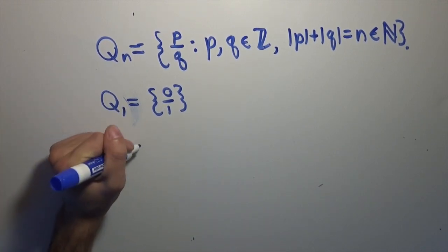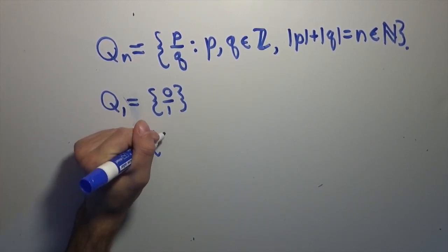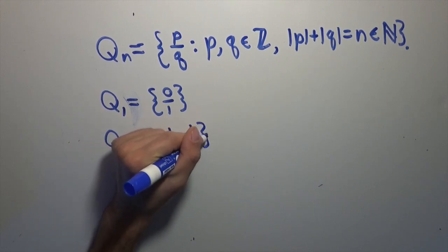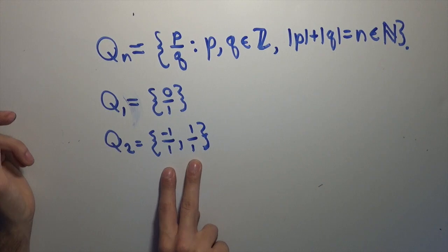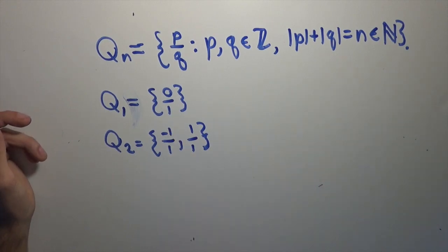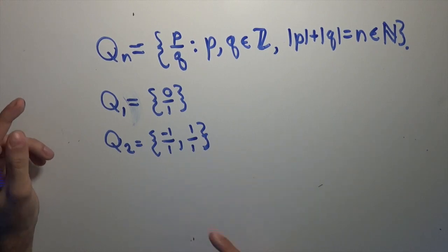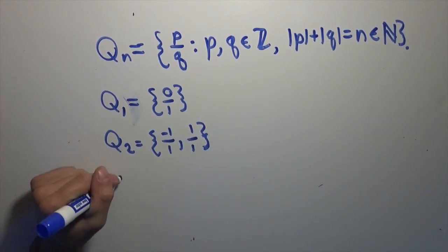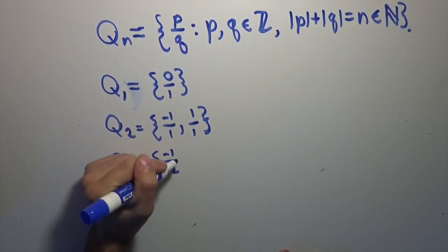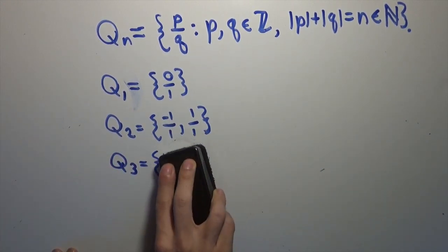Q2 is also just as simple, or not just as simple, but quite simple. It's -1 over 1 and 1 over 1. Because if you took the absolute values of the numerators and denominators of both of these fractions and added them together, you would get 2, right? The absolute value of -1 is 1, plus 1 is 2. 1 plus 1 is 2. Q3 is also quite similar in that it's -1 over 2, or I guess I should put them in numerical order.